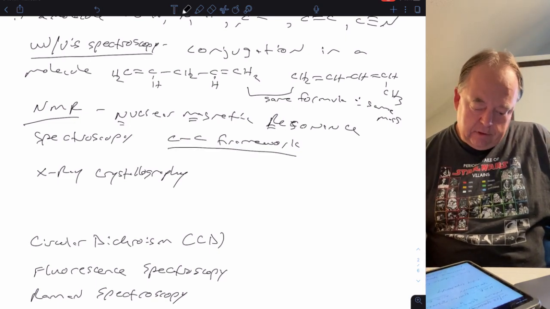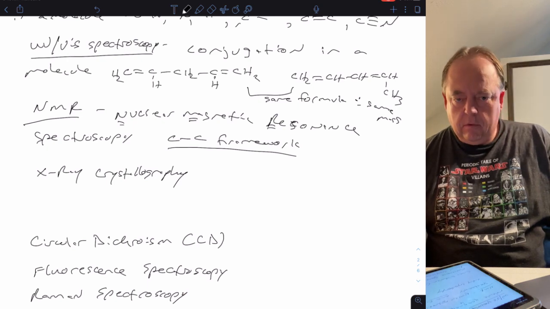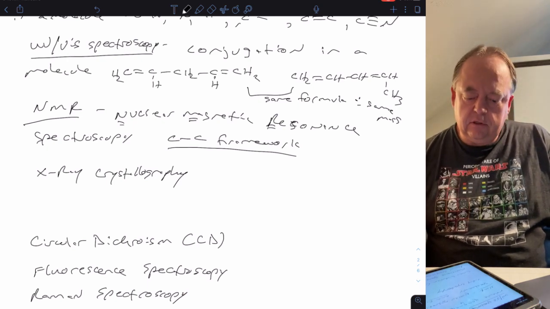To an organic chemist, NMR spectroscopy is probably without question the most valuable form of spectroscopy. Most people do an organic synthesis. If they don't have an NMR, they basically can't do synthesis.